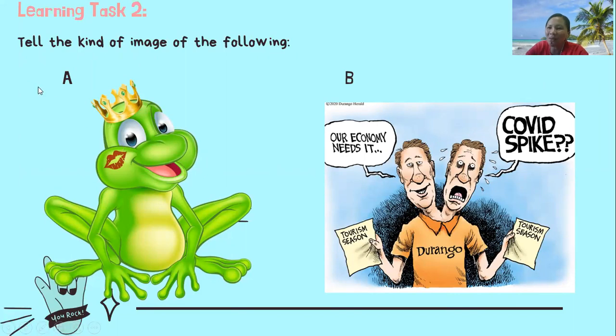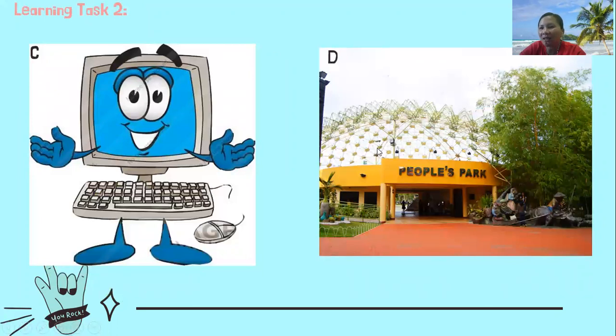All right, so let's answer letter A. Letter A is considered as make-believe. Yes, this is Prince Frog, so there is no such thing as this. So this is make-believe. This is just a product of the fiction story. Next one, we have letter B. This is make-believe. Take note, class, that make-believe images include editorial cartooning. Next one, we have letter C and letter D.